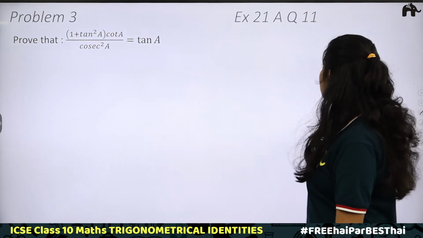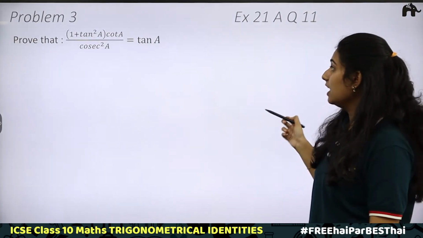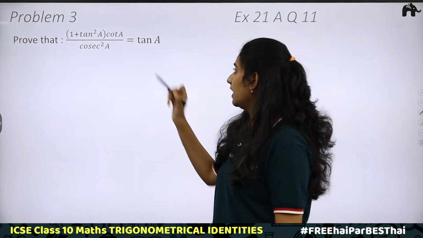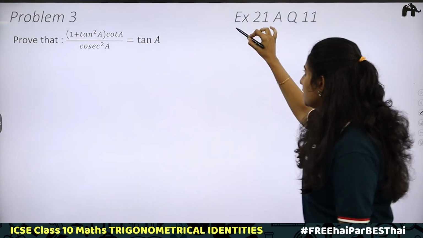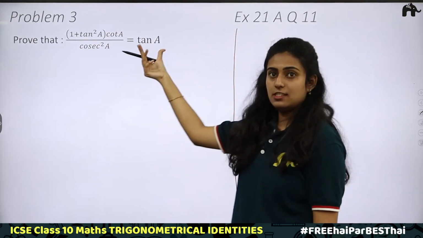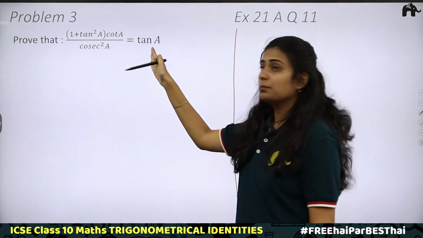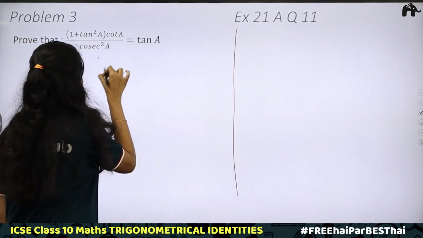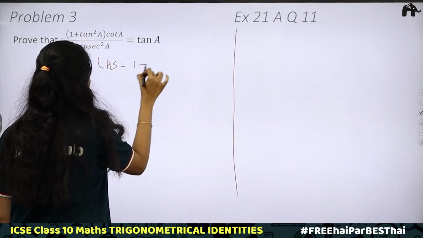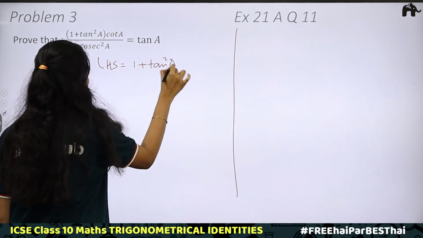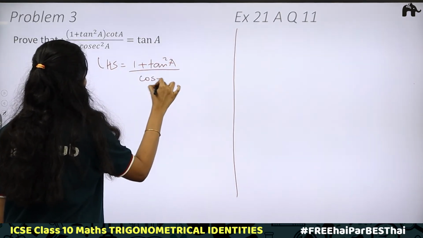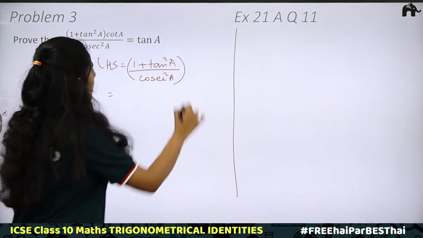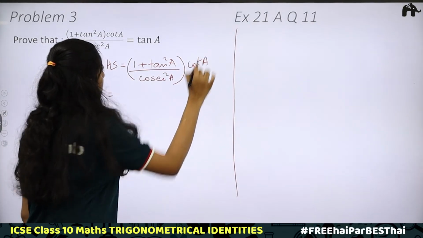Problem number 3, question 11 of exercise 21A. Prove that 1 plus tan square A into cot A divided by cosec square A is equal to tan A. Okay, here in the RHS we have just tan A. So, this we have to bring into this terms. Clear? So, what is given? Left hand side is 1 plus tan square A divided by cosec square A. Okay. Into we have a cot A.